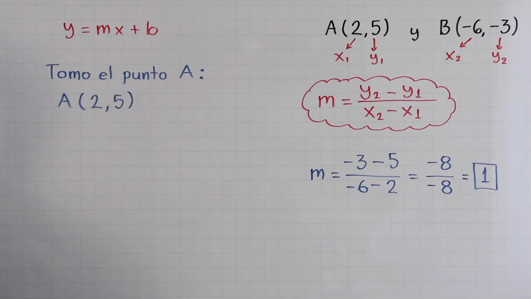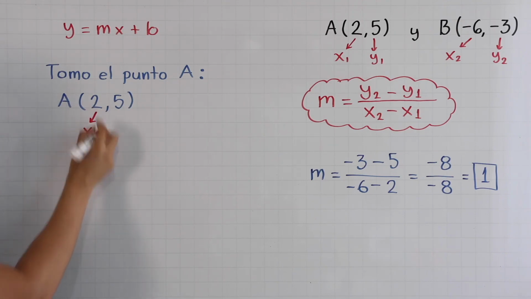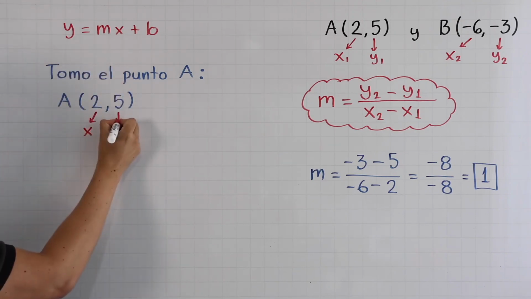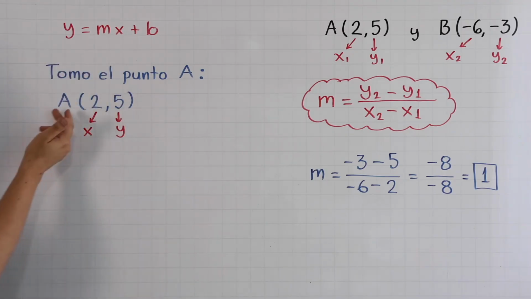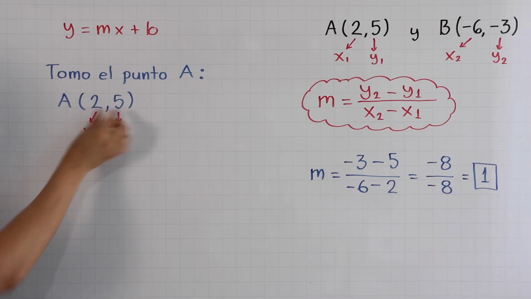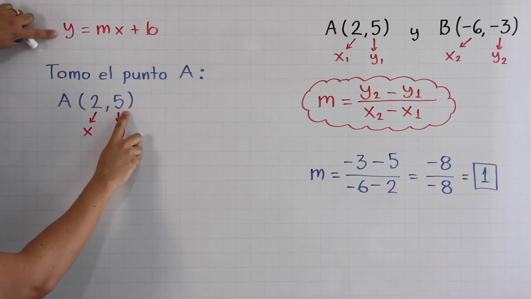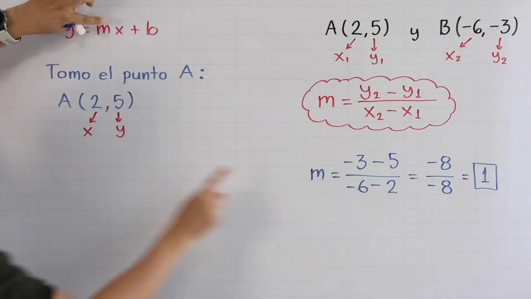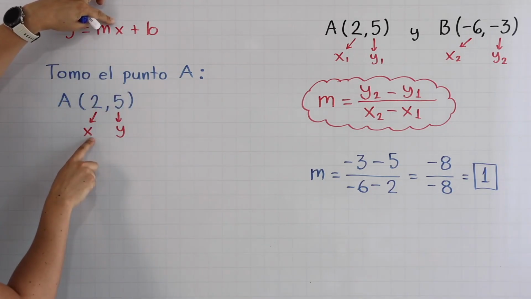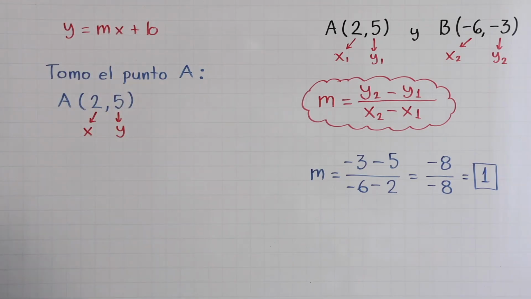So in this case, I'm going to do the following. This one here is going to be the value of x that I'm going to use here. And this one here is going to be the value of y that I'm going to use here, because we already know that a coordinate is always going to be x, y, right? So I'll already have the value of y, which is 5. I'll already have the value of m, which is 1. I'll already have the value of x, which is 2. And I'll just be missing b. So I'll be able to solve for it.